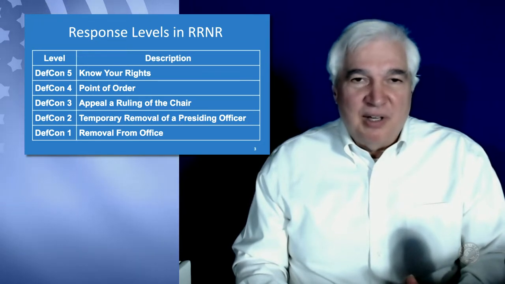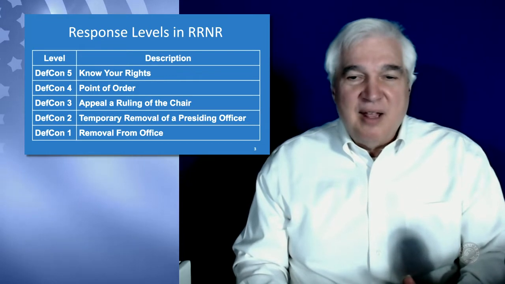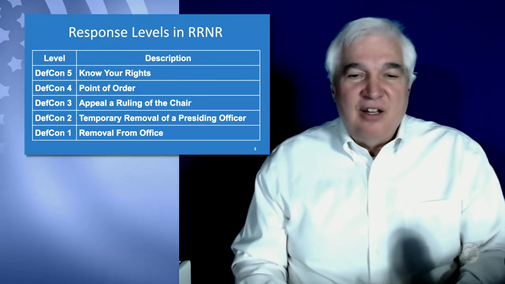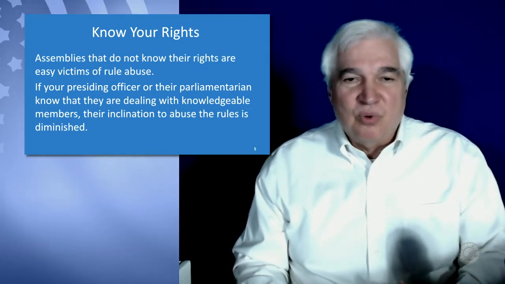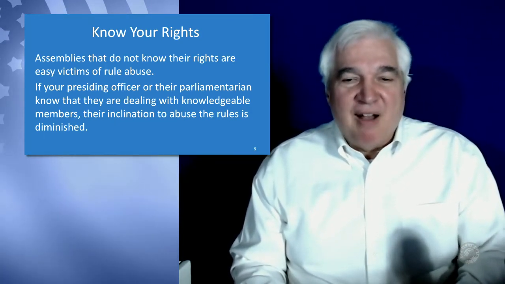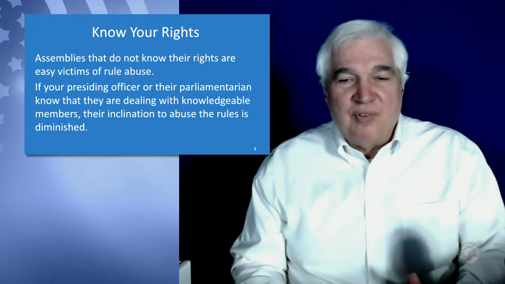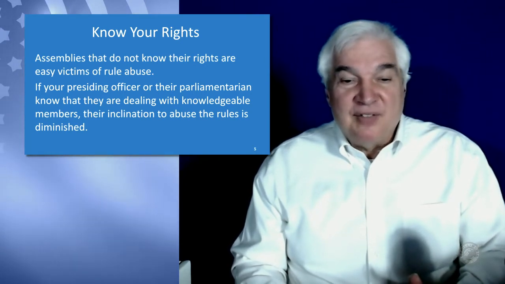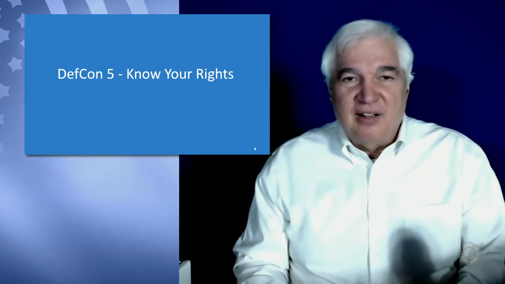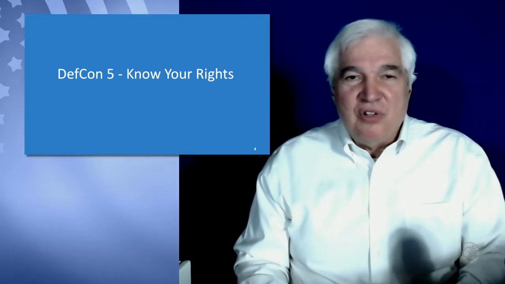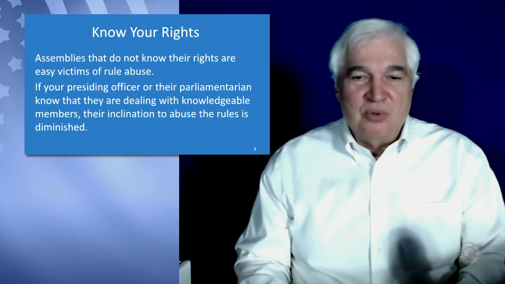DEFCON 5 is the one that we're all trying to work on, so that we all know our rights inside of meetings. What you find is that assemblies comprised of people that do not know their rights are easy victims to rule abuse. If your presiding officer or their parliamentarian know that they are dealing with knowledgeable members, then the inclination to abuse the rules is diminished. You find that they don't take liberty with the rules when they know that there's someone watching them and they can call them on it, because it's kind of embarrassing to be called on the rules.